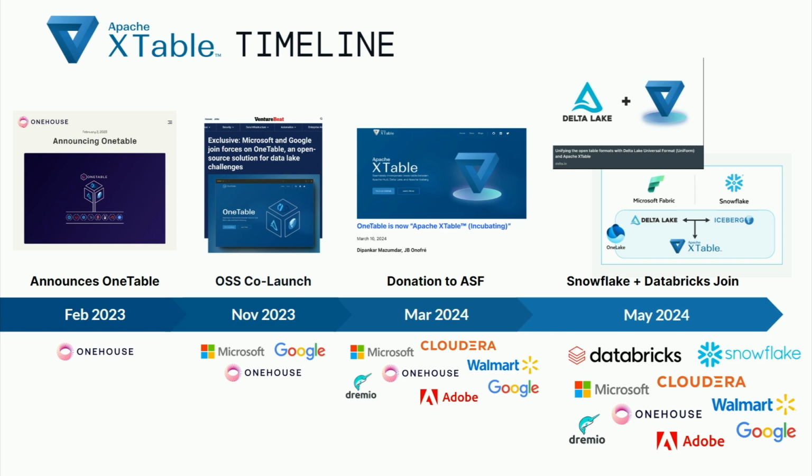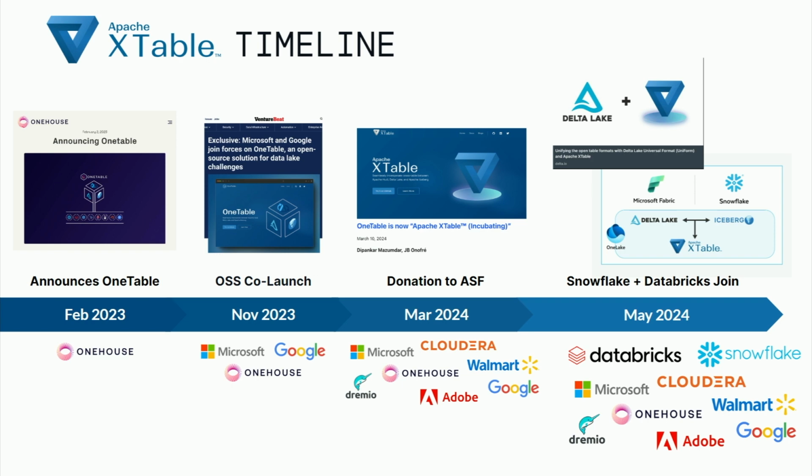To give you a little timeline of how XTable came together, in February of 2023, we announced that we were going to build Apache XTable, and at that time we called it OneTable. So if you've seen any buzz or things online that reference the name OneTable, that was its previous name. Then we co-launched this as an open source project alongside Microsoft and Google. Then earlier this year, we completed the donation of OneTable into the incubation program at the Apache Software Foundation. And at that time, we renamed the project to Apache XTable.